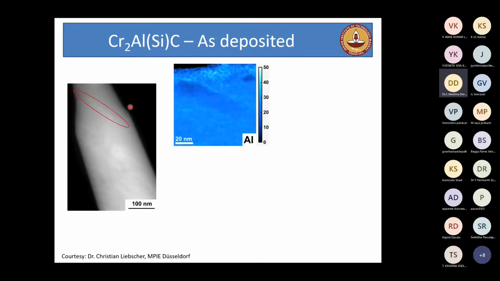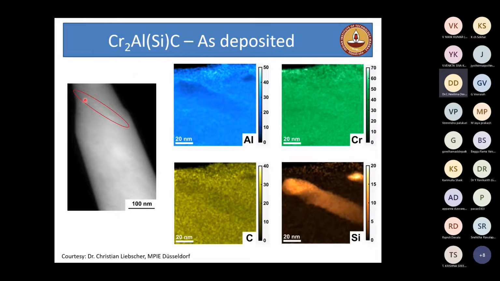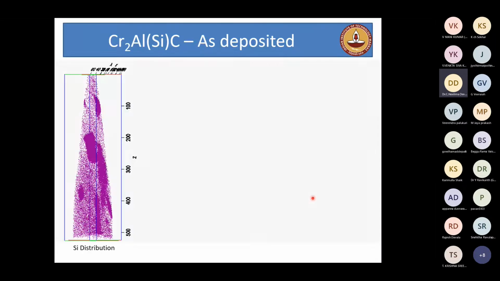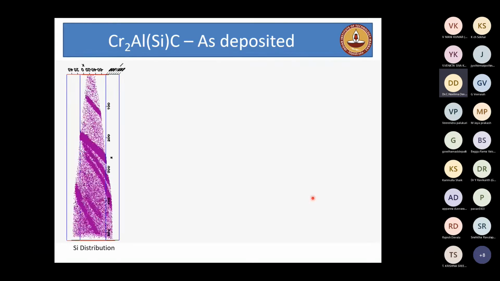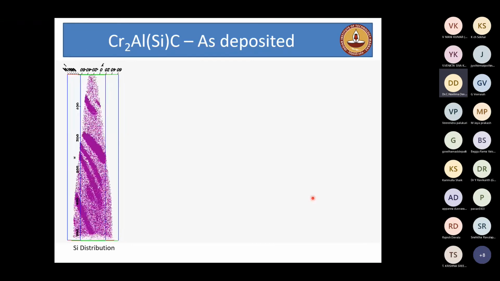And this needle, if you chemically map, you can suddenly see along this light contrast, you have a very strong silicon segregation. So that means it is not a 2-dimensional or 1-dimensional segregation. It rather looks like a 3-dimensional segregation of silicon, which is strongly visualized in this atom probe tomography needle. The same needle, if you now put into atom probe, now this is what you're going to see for silicon distribution.